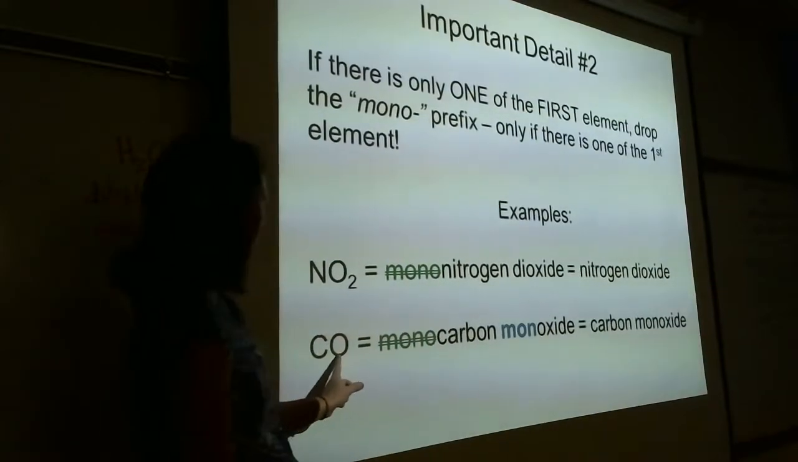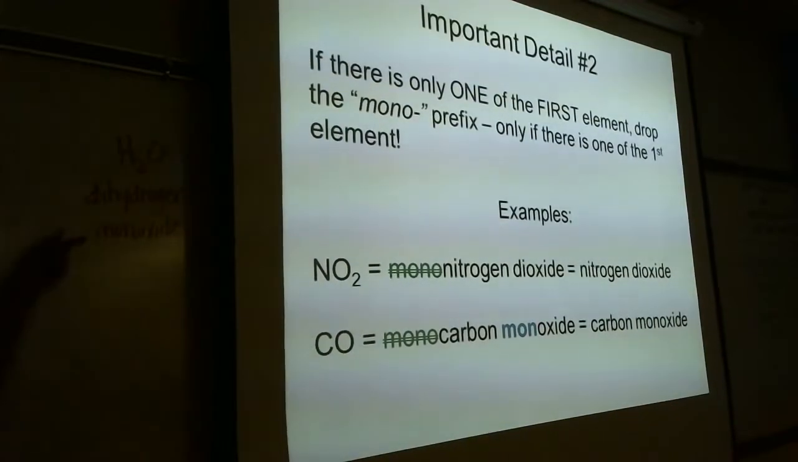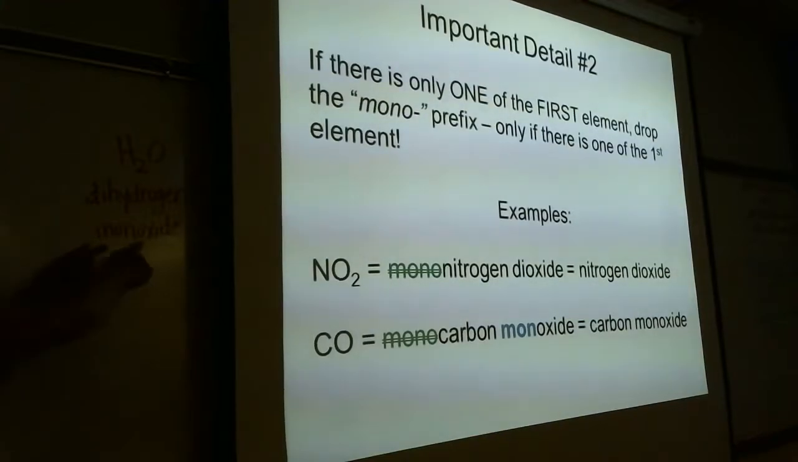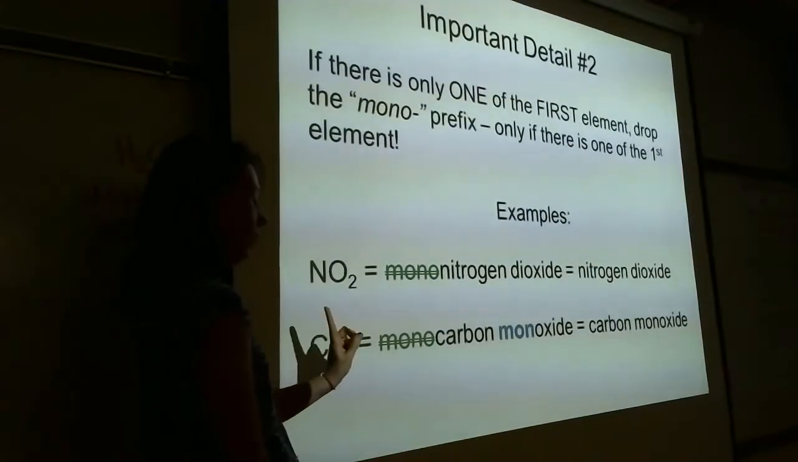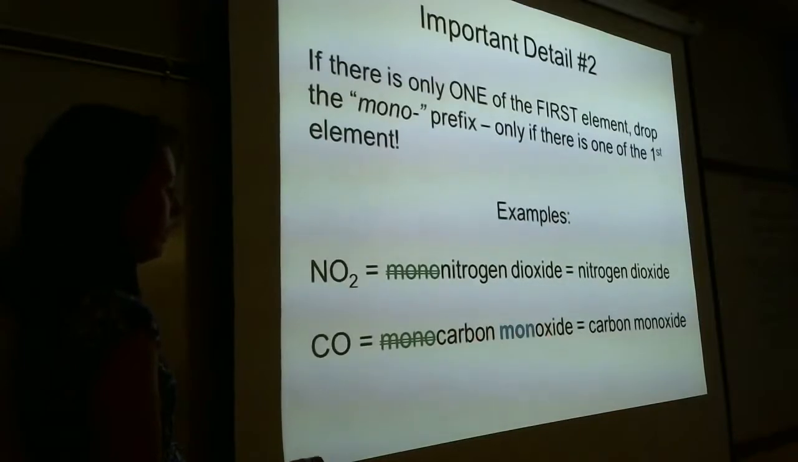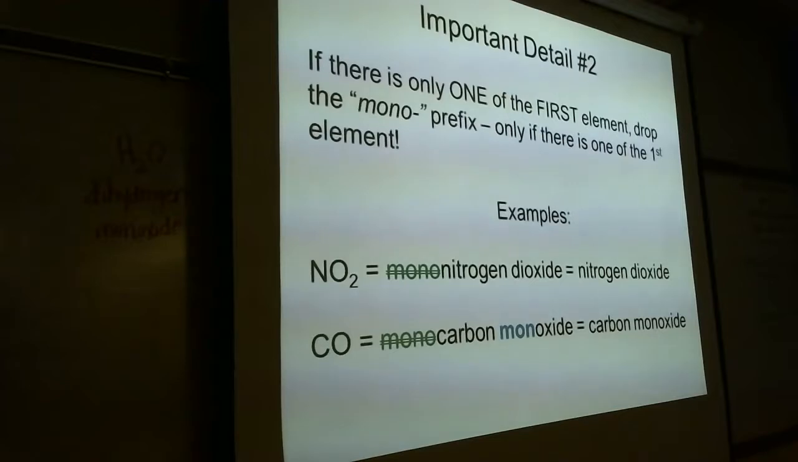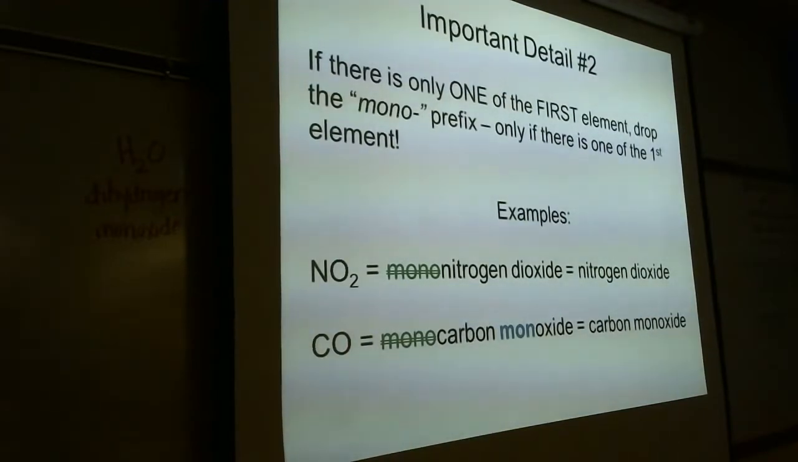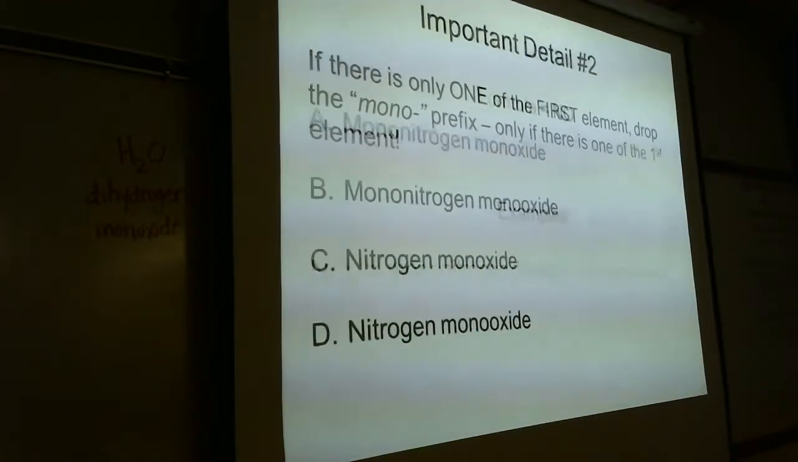Now, if the second element only has one, you still keep the mono, right? Like in dihydrogen monoxide, right? You still keep the mono, drop the O if it's an oxide, right? But you still keep that prefix if the second element only has one, but not the first, right? So it's not called monocarbon monoxide, it's just called carbon monoxide, okay? Make sense? Go home tonight, make sure that you've got a carbon monoxide detector in your house. If you don't, go buy one. Save your life, literally. Saved my family's life a couple years ago.